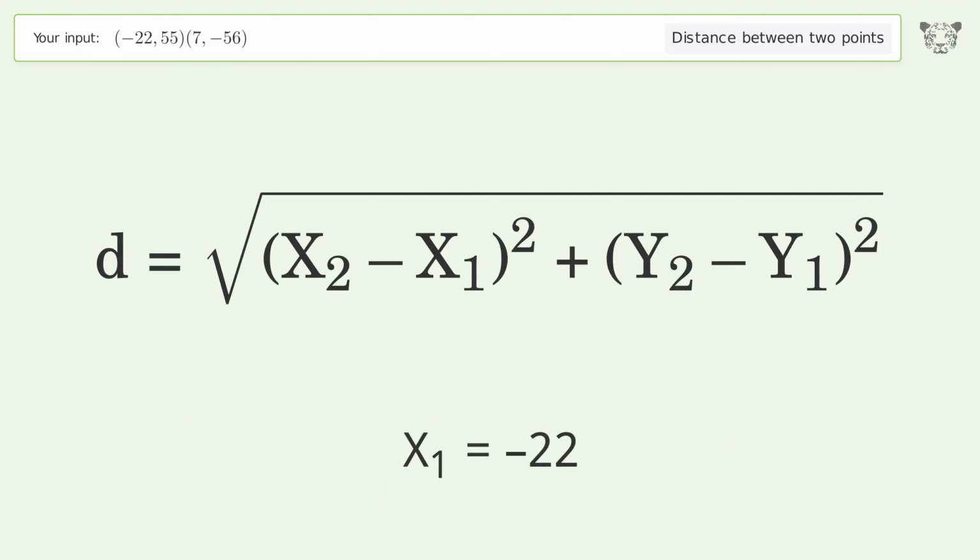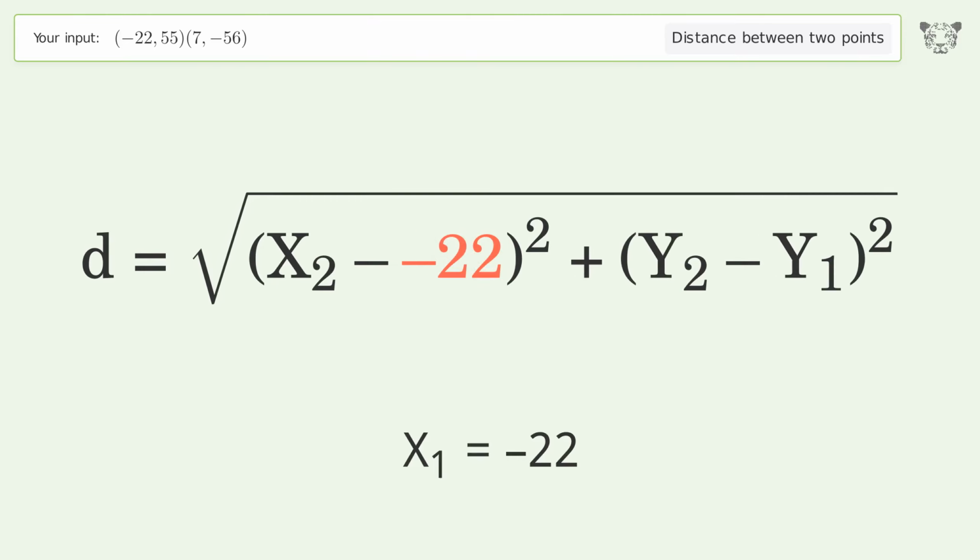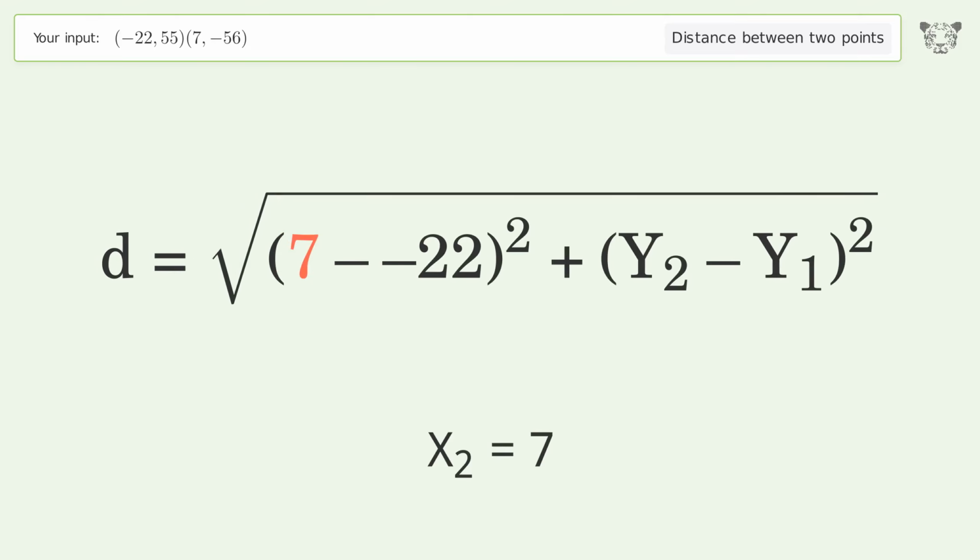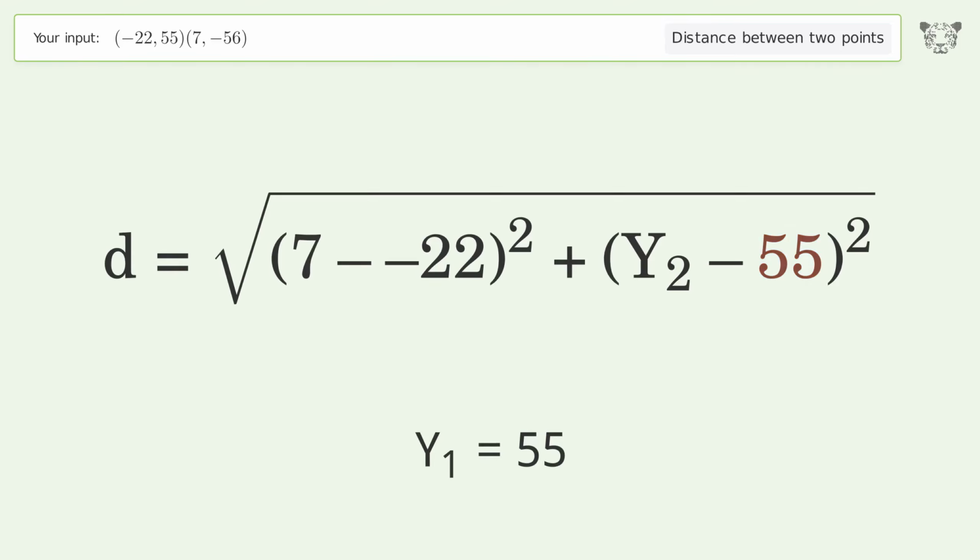x1 equals -22. x2 equals 7. y1 equals 55. y2 equals -56.